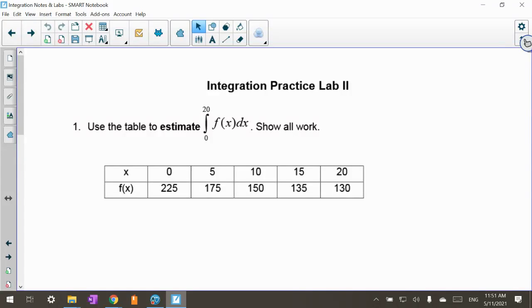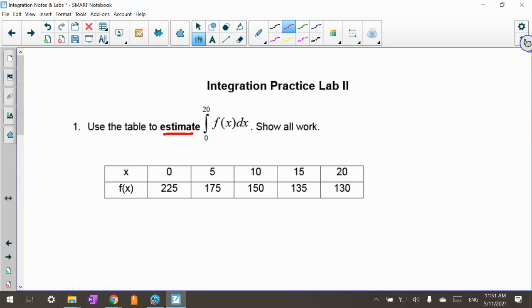Okay, this video is for my Calculus 1 class. This is our integration practice lab number 2. So I'm going to go through each of the problems with you, and I graphed everything I could to show you this. It says use this table to estimate the integral from 0 to 20 of f of x dx. Show all work.